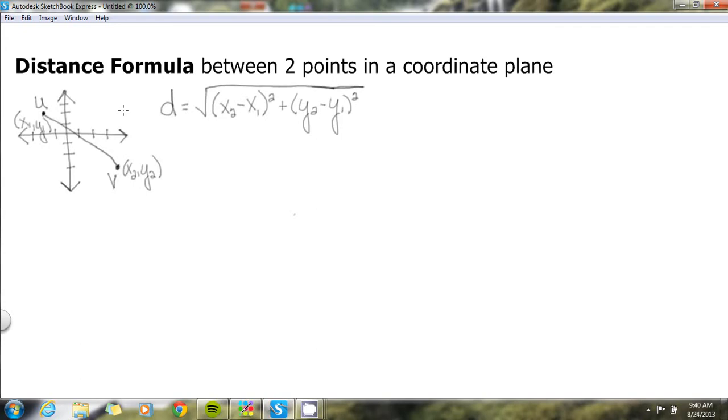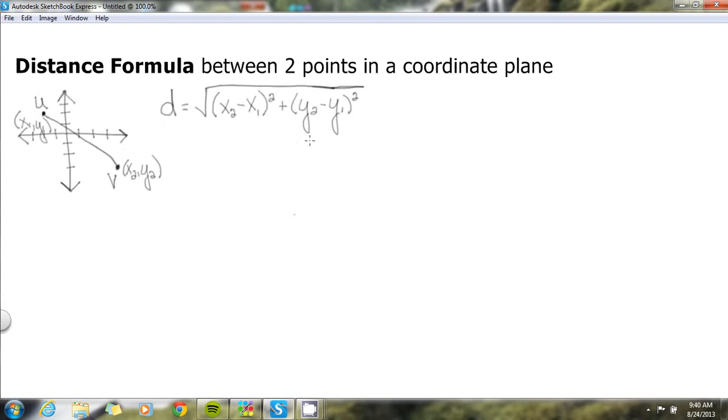To use the distance formula, well, the distance formula itself is the square root of x sub 2 minus x sub 1 quantity squared plus y sub 2 minus y sub 1 quantity squared. Now another way, an easier way to say that maybe is to say the difference of the x's squared plus the difference of the y's squared. So let's do an example.